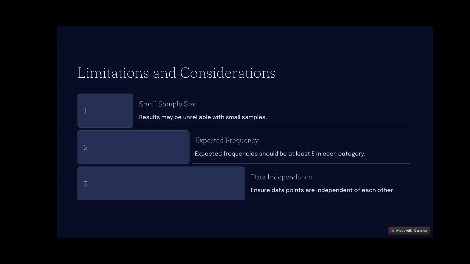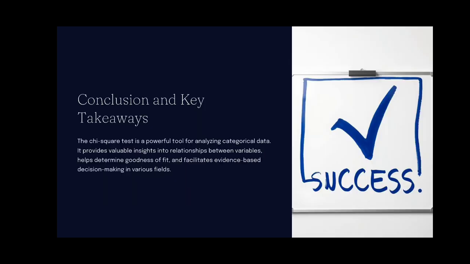Then what are the limitations and considerations of chi-square test? We have already said that chi-square test will not work with small samples. It needs a large sample, that is, the size should be at least 50. Results may be unreliable with small sample sizes. Then we have already discussed that the expected frequency should be at least 5 in each category. We have also seen that the data points should be independent. These are all limitations and considerations in chi-square test.